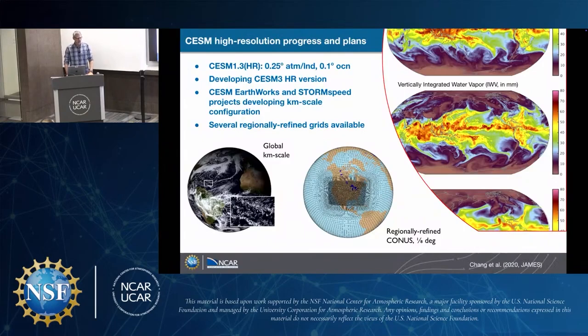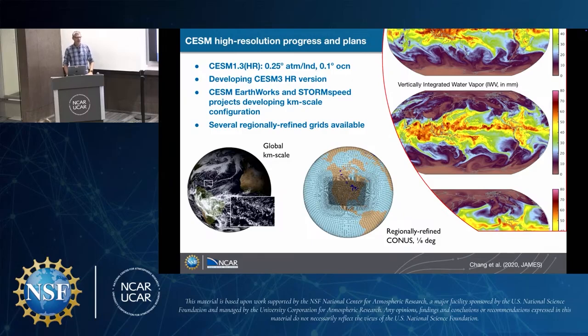So we are working on all of these. We have this high resolution configuration of a 1/4 degree atmosphere and 10th degree ocean, which I think you'll hear about this week. We're developing a CSM3 high resolution version. We didn't put one together for CSM2. We also have these activities called CSM Earthworks and Storm Speed, which are projects developing the kilometer scale configuration, which is looking pretty cool, although very, very expensive. Like I said, 25,000 times more expensive than the 1 degree.